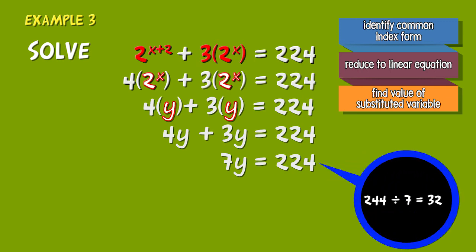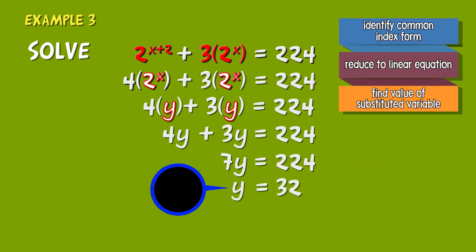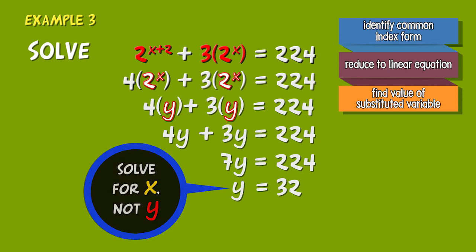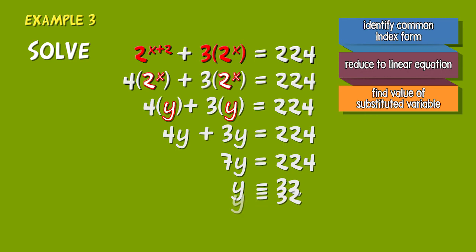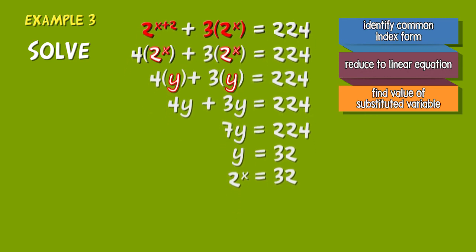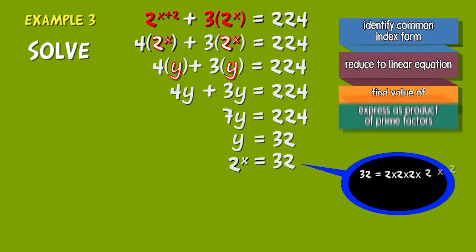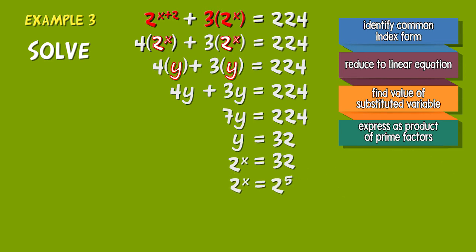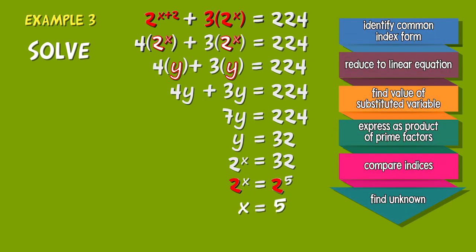Similarly, we solve for y to be 32. Again, remember that we need to solve for x. So, we replace y with 2 to the power of x and express 32 as 2 to the power of 5. Now, the bases are the same, and we can compare the indices to get x equals 5.